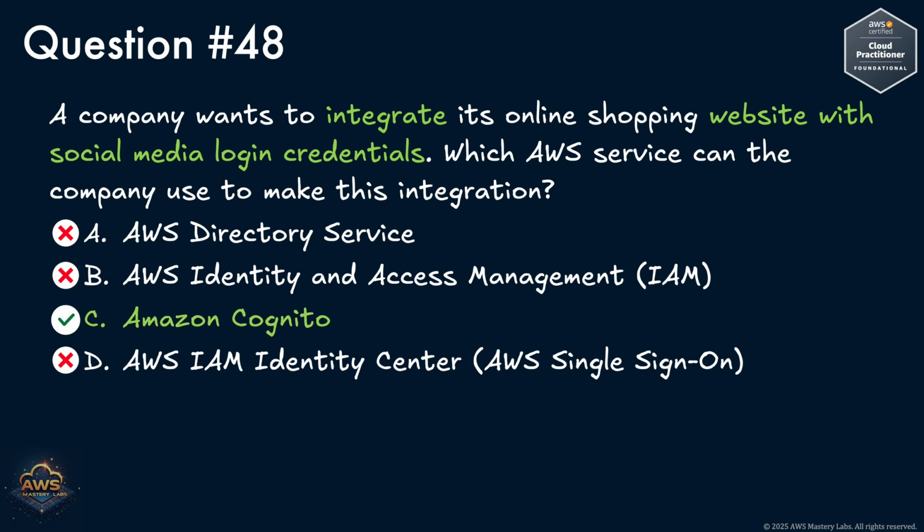Option C, Amazon Cognito. Amazon Cognito is purpose-built for user authentication in web and mobile apps. It supports federated identities, enabling users to sign in using social identity providers such as Google, Facebook, Amazon, and Apple. It also offers user pools, secure token handling, and integration with AWS services, making it the most fitting service for integrating social login on an online shopping website.